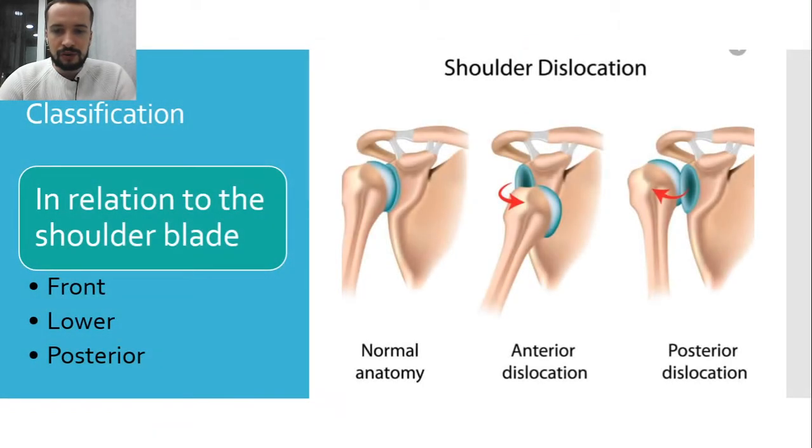In relation to the shoulder blade, there are anterior, lower, and posterior dislocations of the shoulder. Anterior dislocations occur in more than 75%, axillary ones make up 24%, and the rest 1%. And I think that it is easy to understand that we have front, lower, and posterior dislocations.